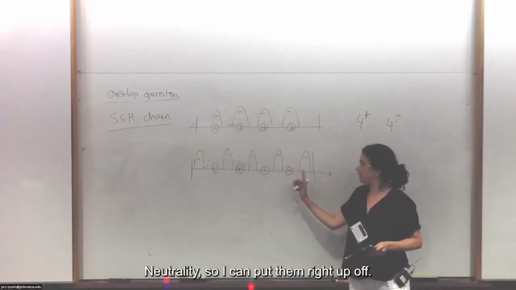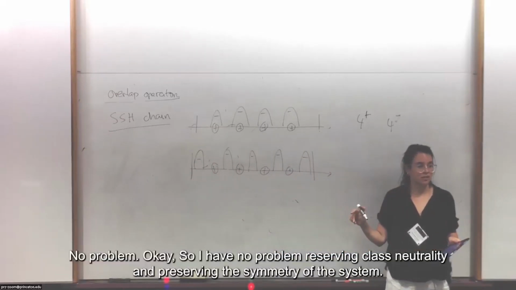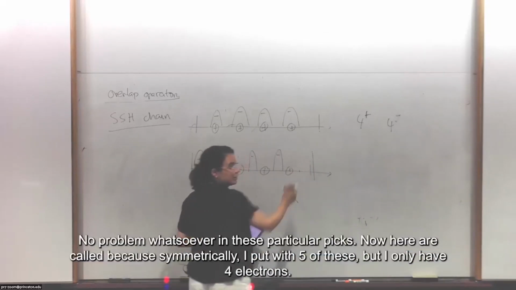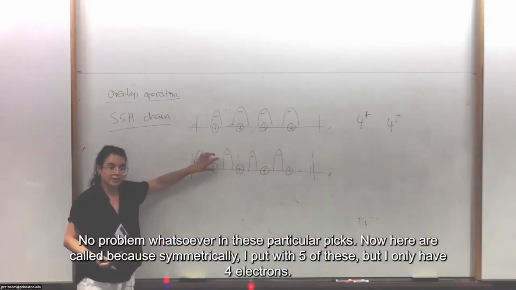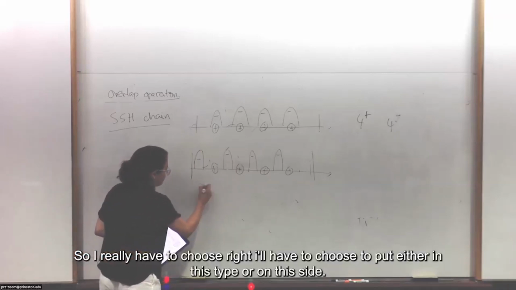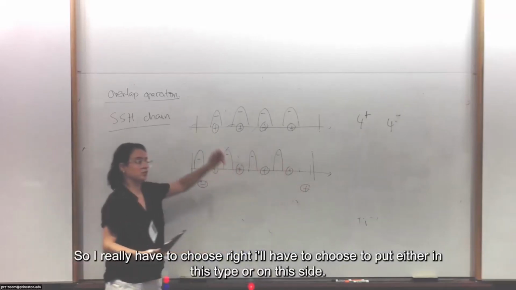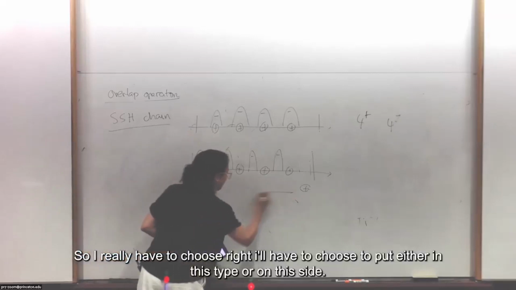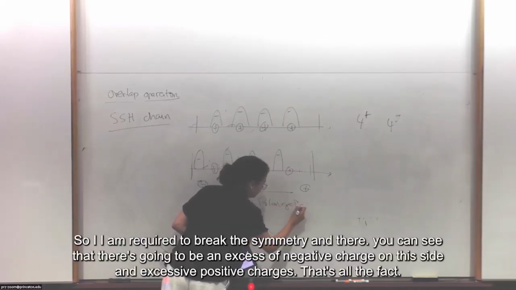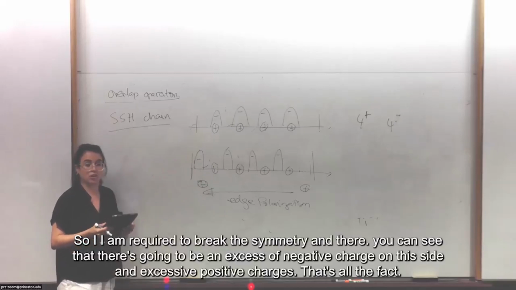Now here I have a problem, because symmetrically I could put 5 of these, but I only have 4 electrons. So I really have to choose, right? I will have to choose to put them either on this side or on this side. So I am required to break the symmetry in order to preserve charge neutrality. And there you can see that there's going to be an excess of negative charge on this side and an excess of positive charge on this side. So the fact that you have a bulk polarization is translated to the edge, and you have a net edge polarization. So this is what's called a filling anomaly.